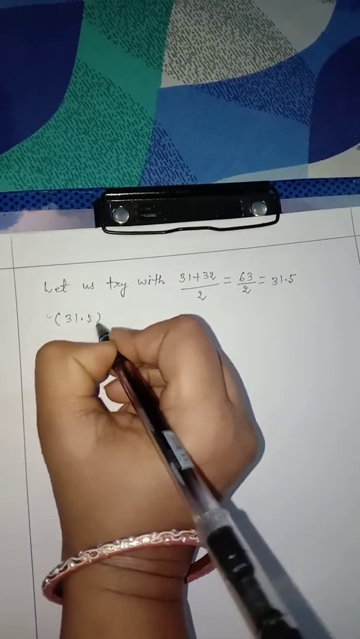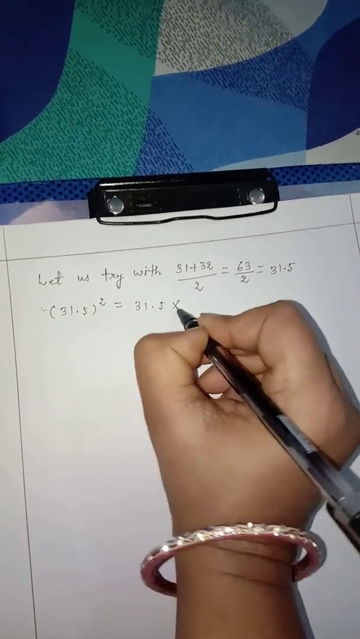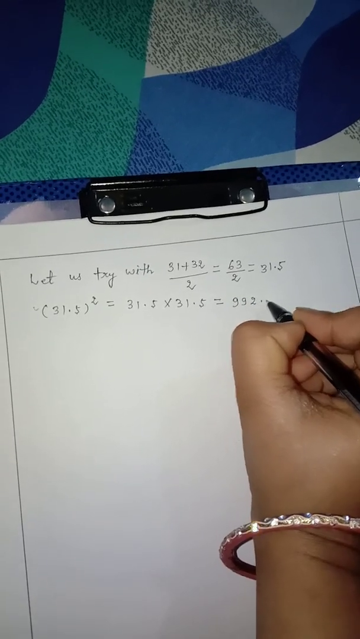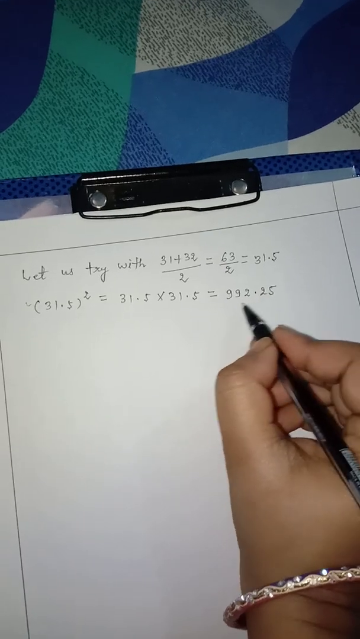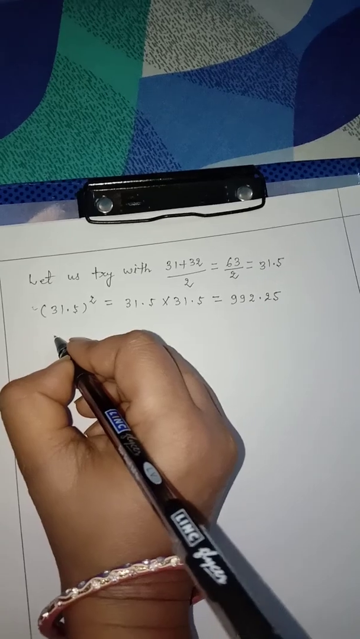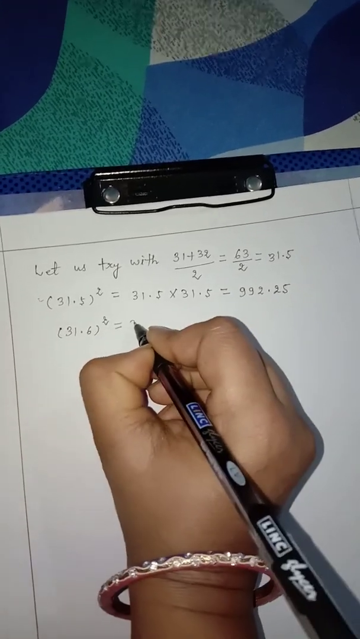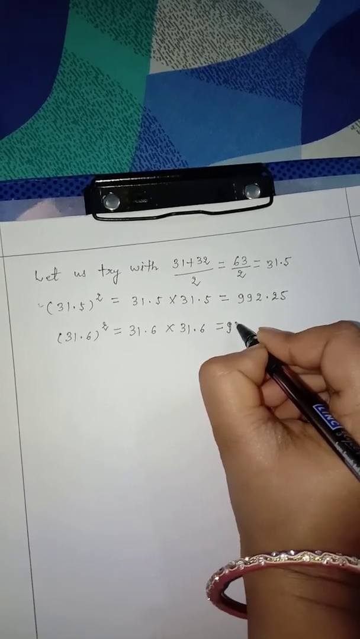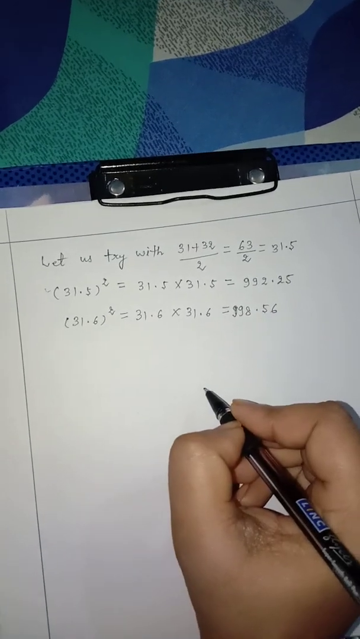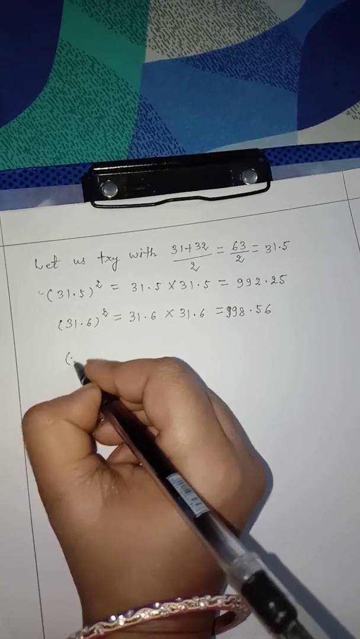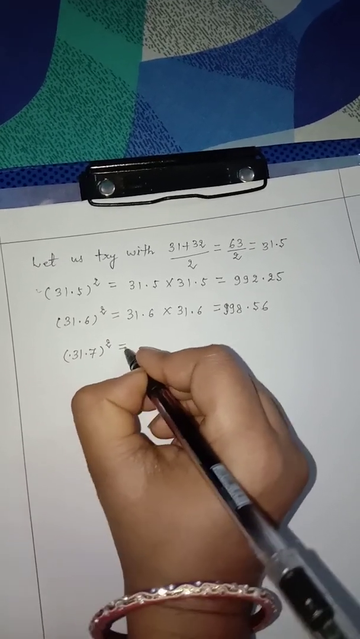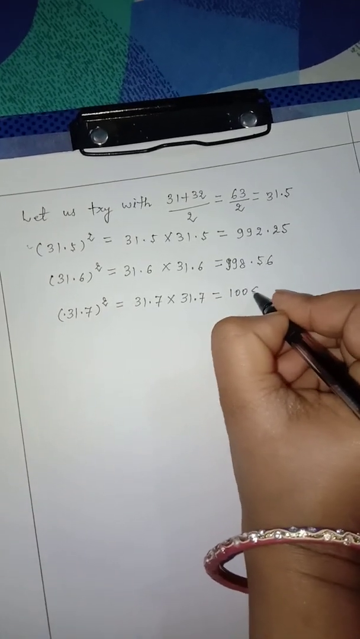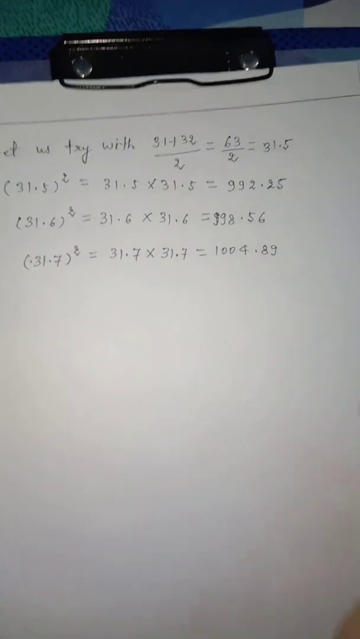Now 31.5 whole square equal 31.5 into 31.5. And after multiplying this, we will get 992.25. And this is smaller than 1000. Now let's proceed. 31.6 square equal 31.6 into 31.6. And this is 998.56. Again, this is smaller than 1000. So next time we will try with 31.7 whole square. 31.7 into 31.7 equal 1004.89.